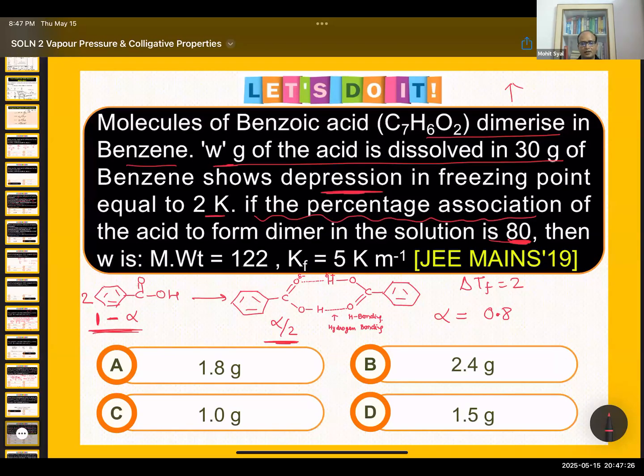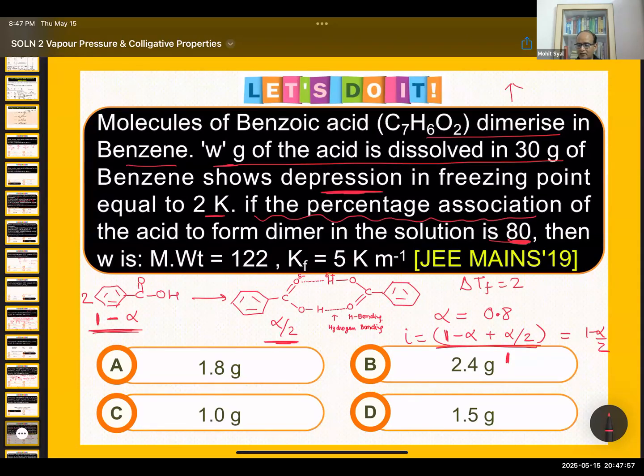Yes, sir. I should write the final number of particles. The final number of particles will be 1 minus alpha plus alpha by 2, divided by the original number of particles. If I started with 1, I should write the original as 1. So i is equal to 1 minus alpha by 2. Got it?